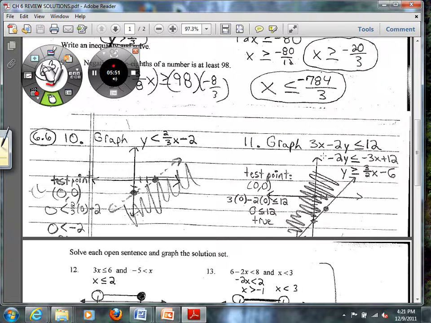Number 11, I had to get it in slope-intercept form first, so I subtracted 3x, and that became -2y is less than or equal to -3x plus 12. And then I divided by -2, and that got the y by itself. But I also reversed the inequality because I divided by a negative. That's positive 3/2 x, and then minus 6 when you divide that by -2.